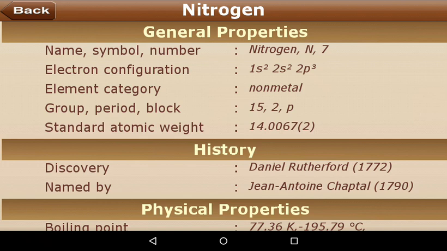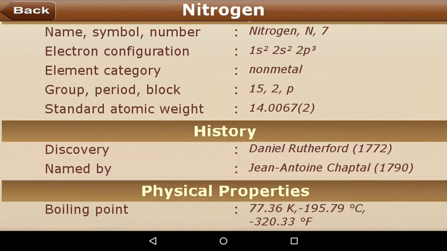We are going to start with the general properties of nitrogen. Nitrogen is an atom in the periodic table. It has a name, as the name implies, called nitrogen. It has a symbol of N and has an atomic number of 7.